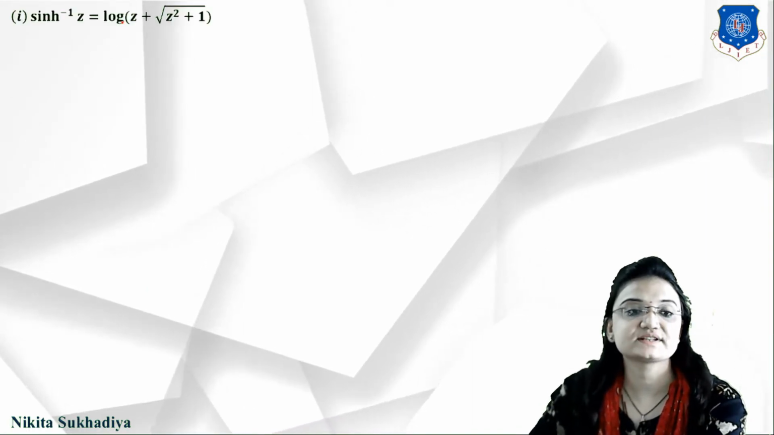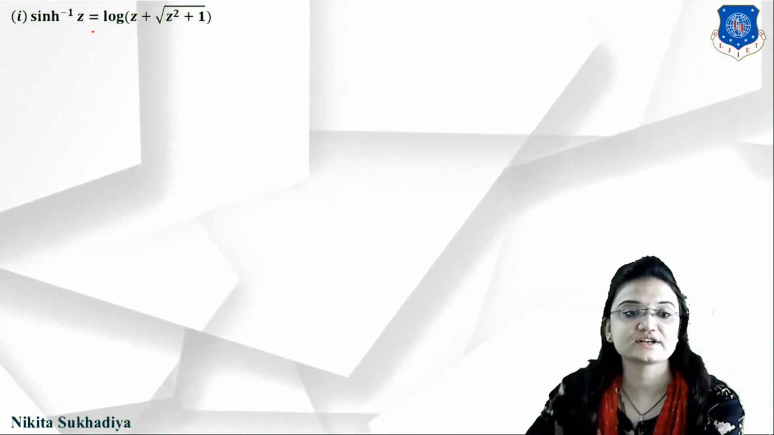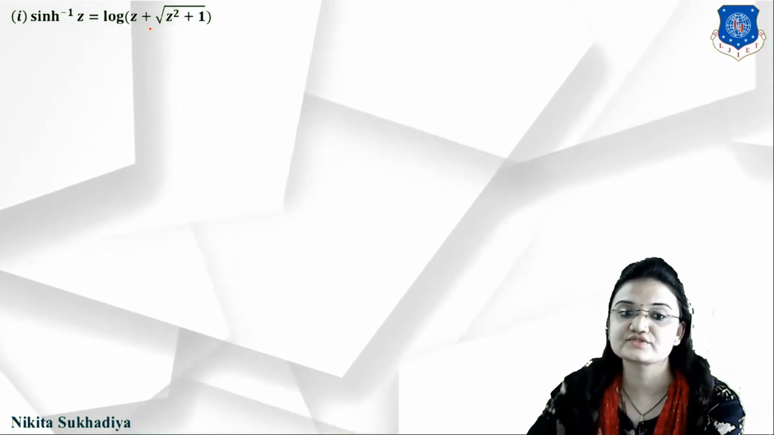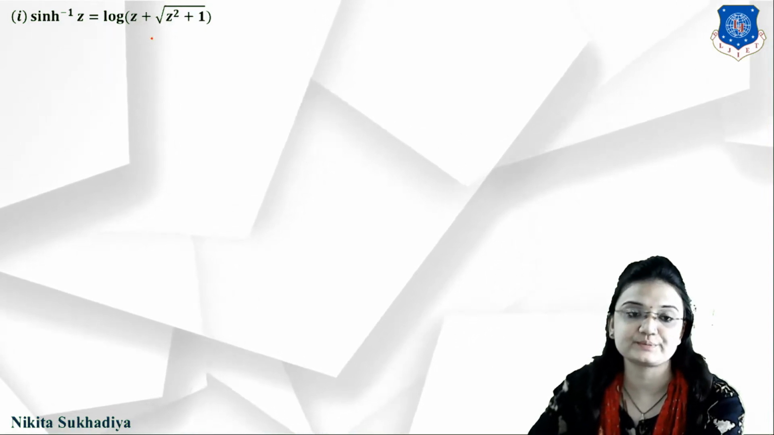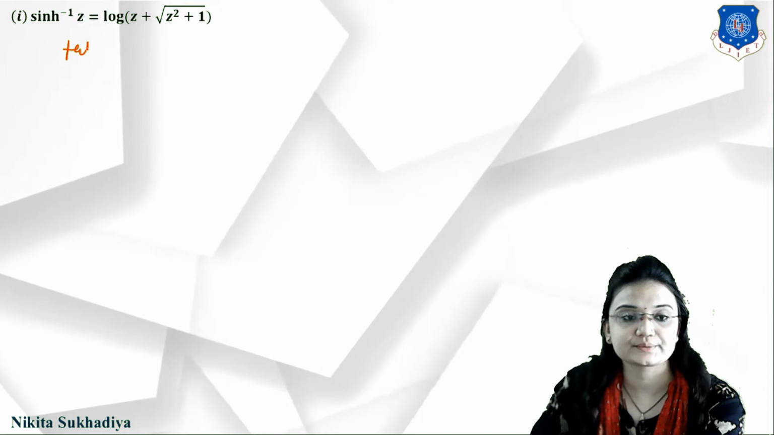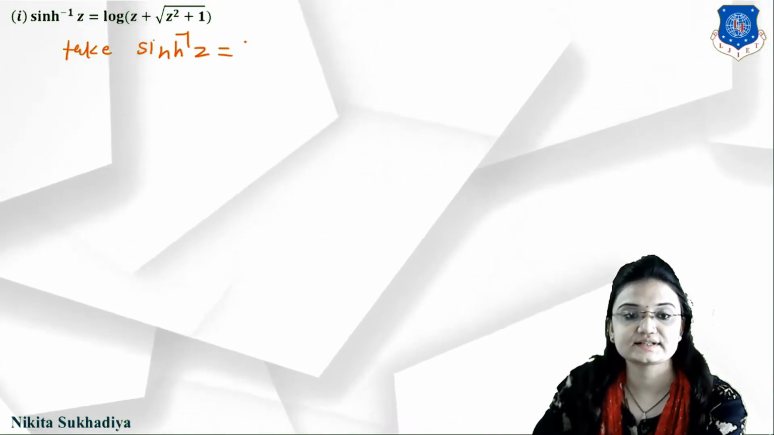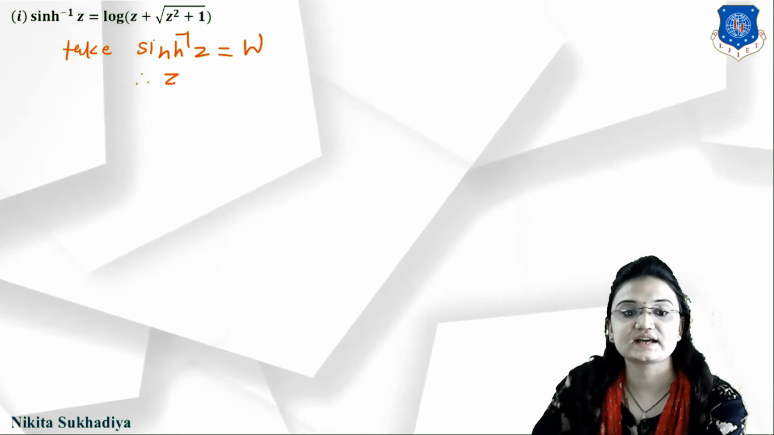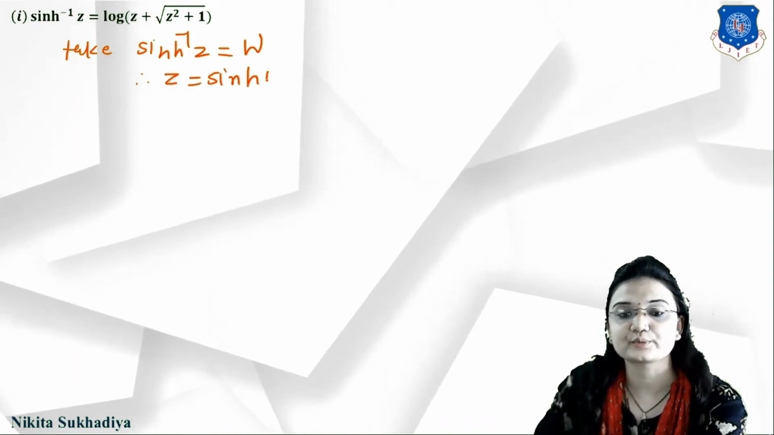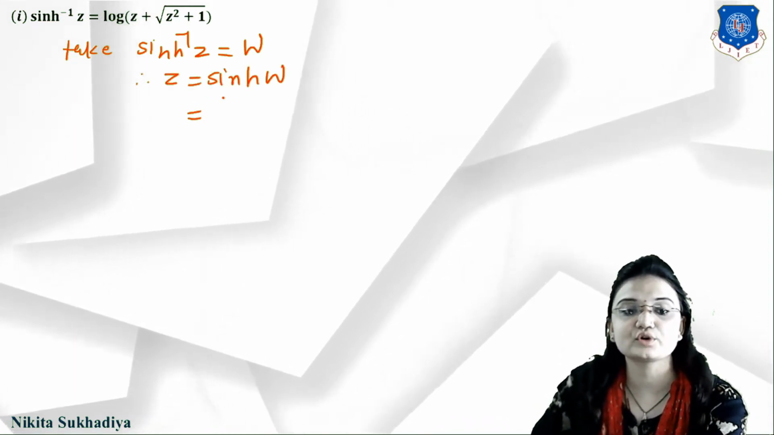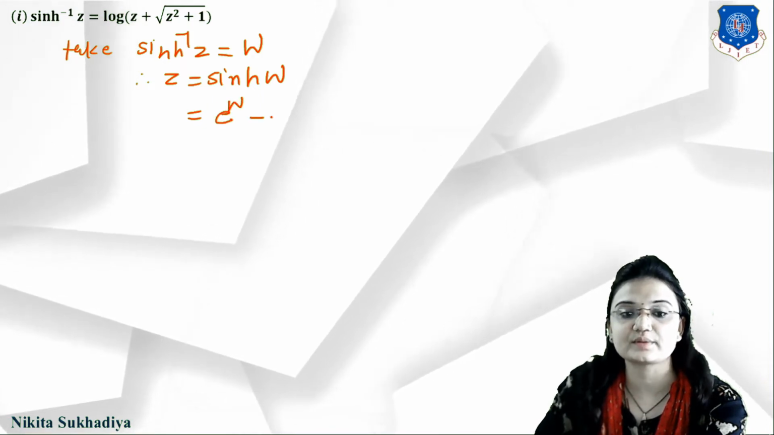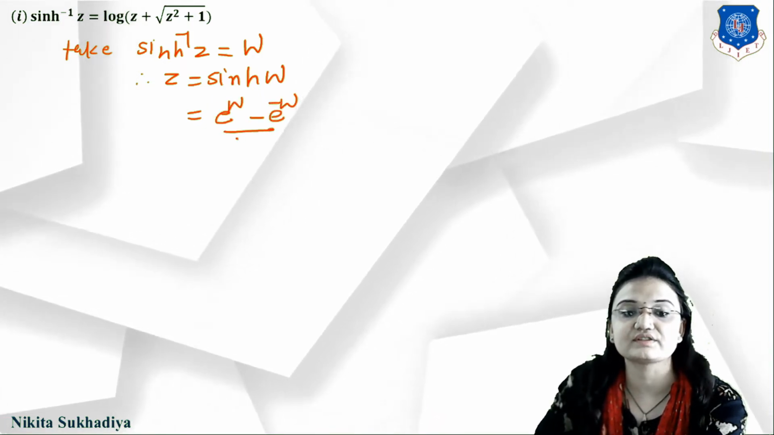Okay. Now let's understand with some examples. Prove that sinh inverse z is equal to logarithm of z plus under root of z squared plus 1. So here take sinh inverse z is equal to w. So we can say that z is equal to sinh w, and sinh w is nothing but e raised to w minus e raised to minus w, divided by 2.